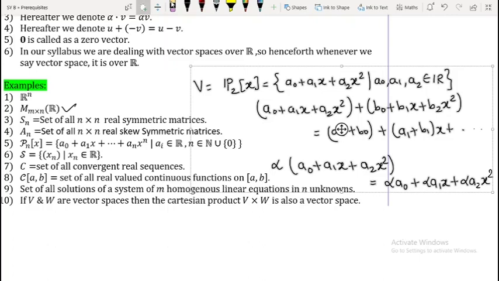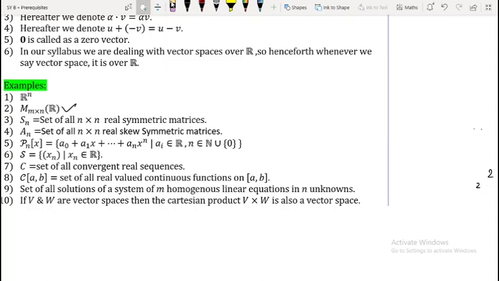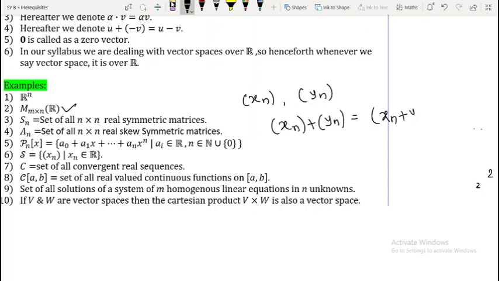Next is S. Basically it is the collection of sequences. S stands for the collection of sequences. So it is also a vector space over R. You might have come across this in the analysis course. Okay, so how is the addition defined over here? If you have two sequences xn and yn, the addition is defined term by term. So xn plus yn is equal to xn plus yn directly.